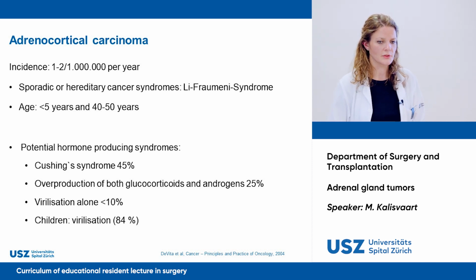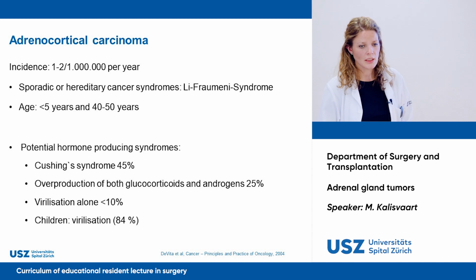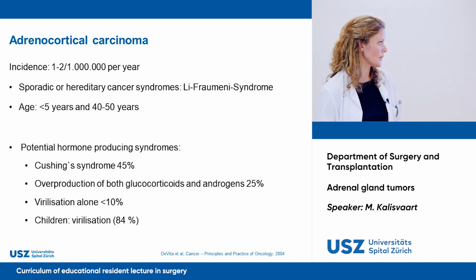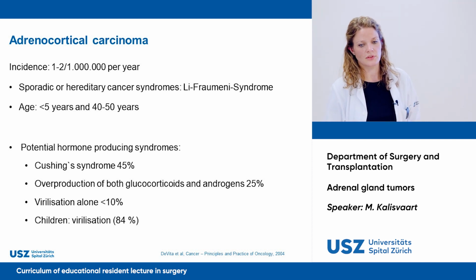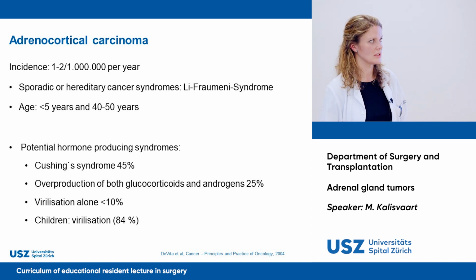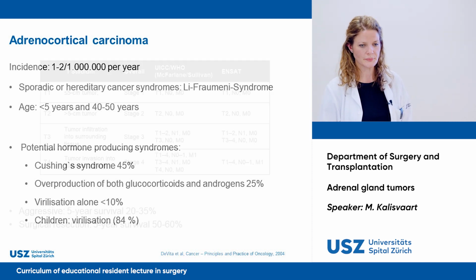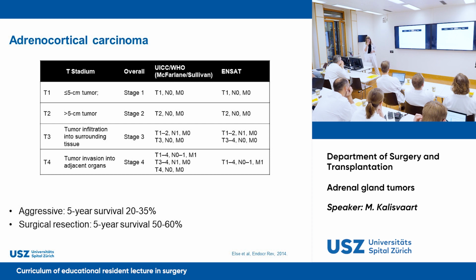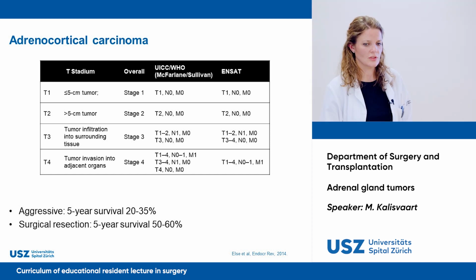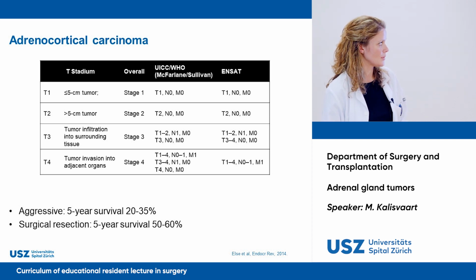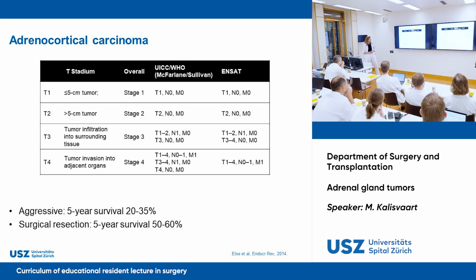These tumors can be non-hormone-producing, so that they're actually silent, but actually very common. They will have a Cushing syndrome or an overproduction of both the glucocorticoids and androgens, and in children it's actually seen that there's more virilization. These tumors also have, of course, the TNM staging, which previously was developed by Sullivan and colleagues, but there has recently been an update from the ENSAT, as you can see here.